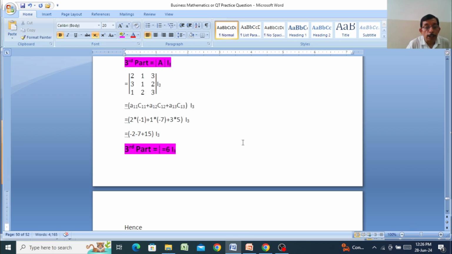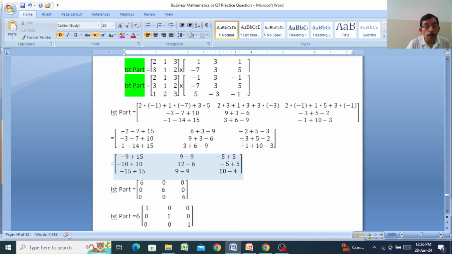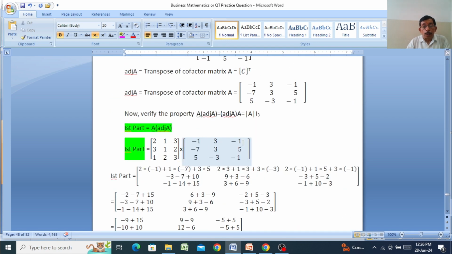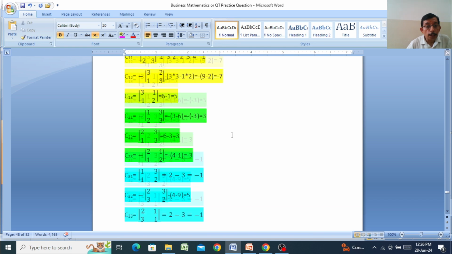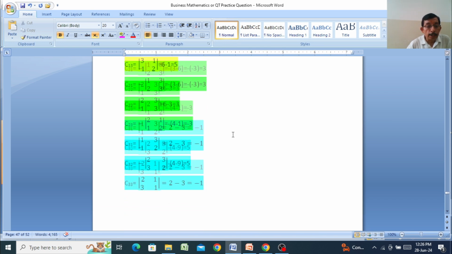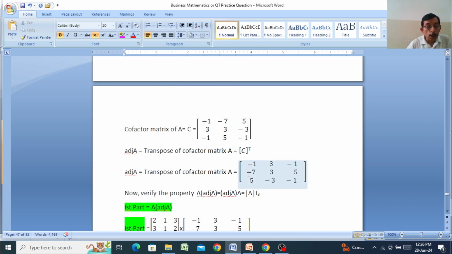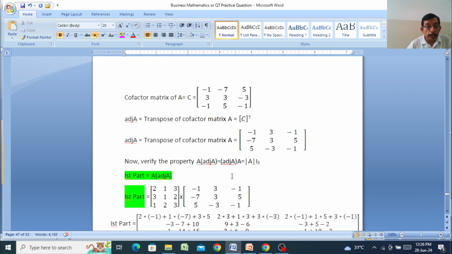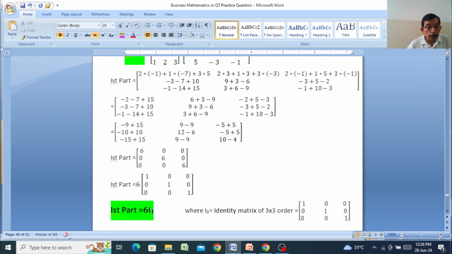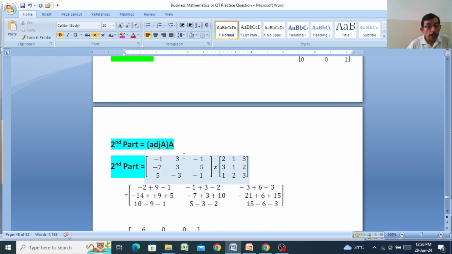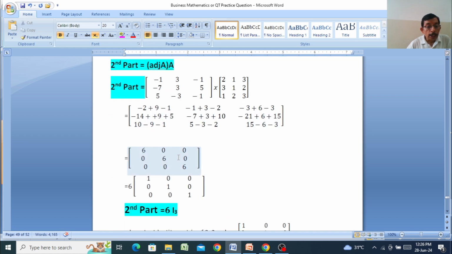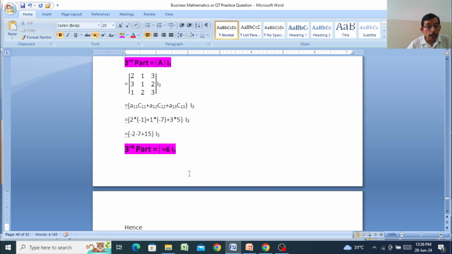Then verify the property. Clear everyone? This is a long question. So first we calculate the cofactor of each element of the matrix. After that the cofactor matrix, then the transpose of the matrix equals the adjoint of A. Then we take the first part, A multiplied by adjoint A. The value of the first part is 6 I3, where I3 is the identity matrix of third order, and the second part, adjoint A multiplied by A, is also equal to 6 I3, and the third part is also equal to 6 I3. All of the values are equal. Then verify the property. Is it clear everyone?